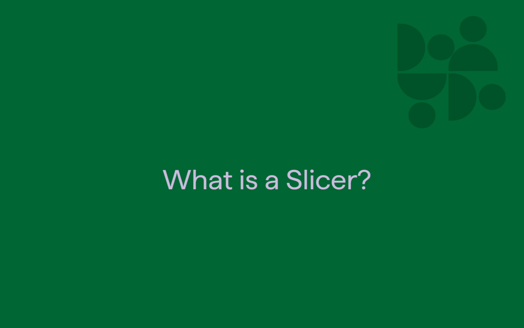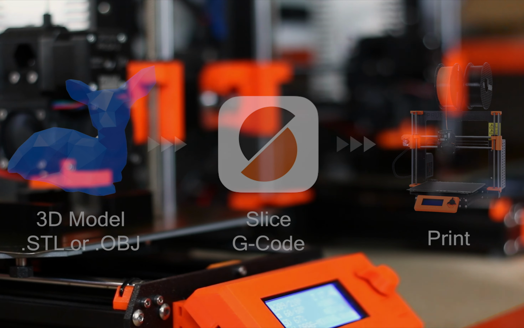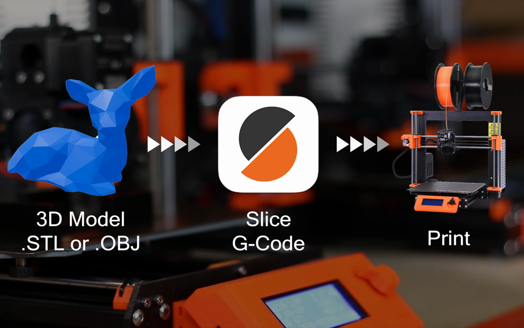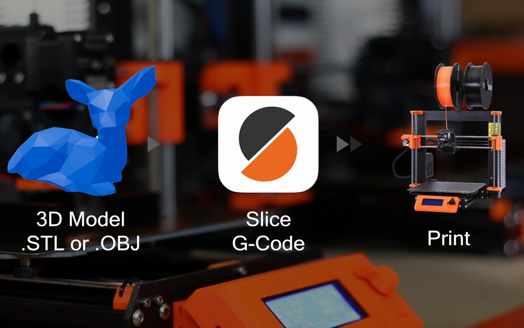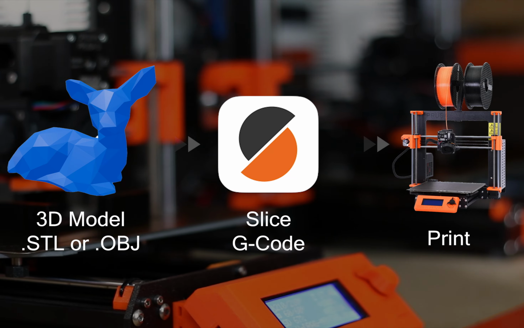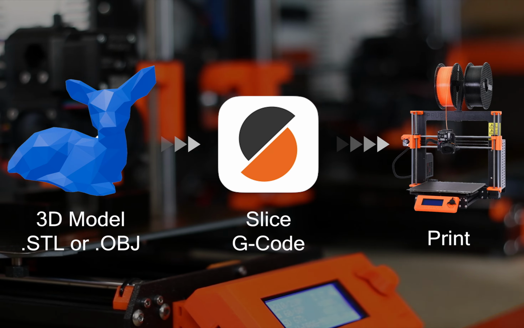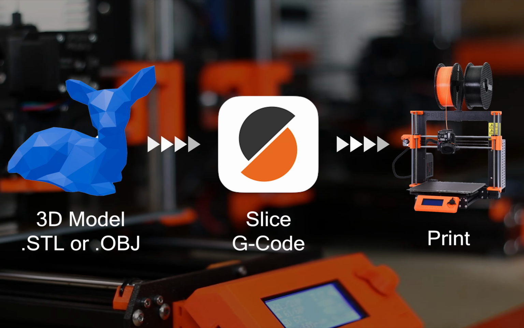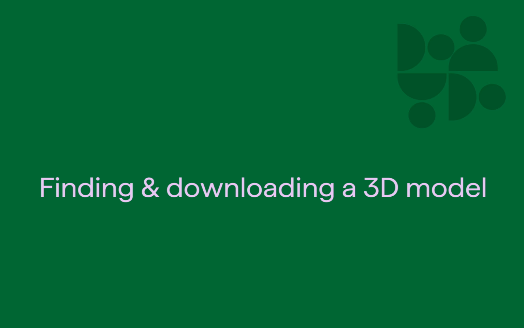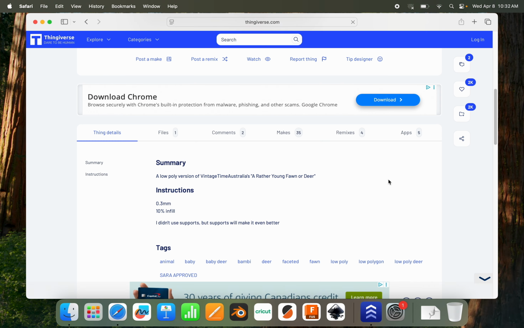A slicer is a program that takes a 3D model and converts it into instructions a 3D printer can understand. You can think of it like a translator. It turns your 3D model into a G-code file, which tells the printer exactly how to build your object, layer by layer. To get started, you'll need a 3D model file.